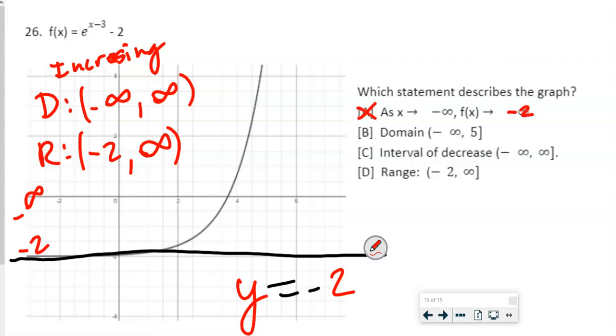Our domain is from -infinity to infinity. So that should be an infinity right there. The interval of decrease, well, wait a minute, this is increasing, isn't it? And that is from -infinity to infinity. So this one was also wrong. So our last statement is our range. And what did we have for our range? -2 to infinity, right? So we're looking for a true statement again here. So that was true.